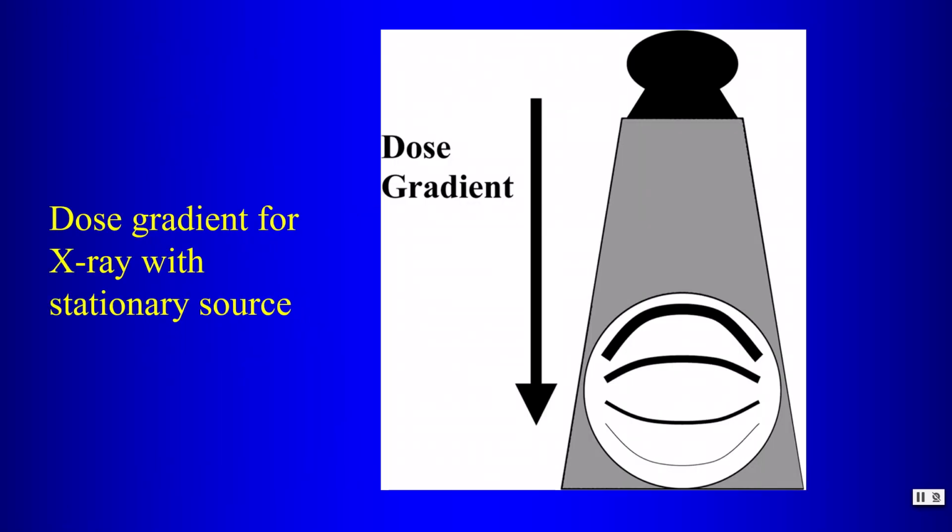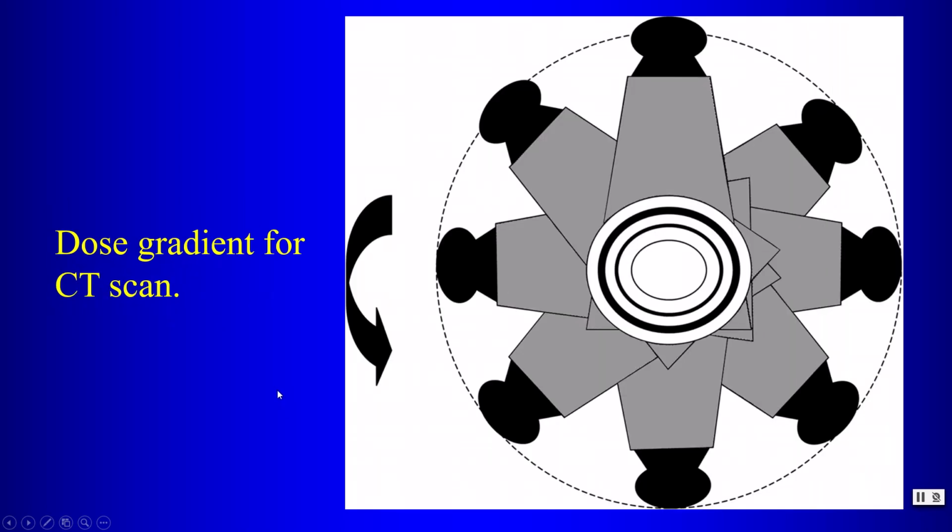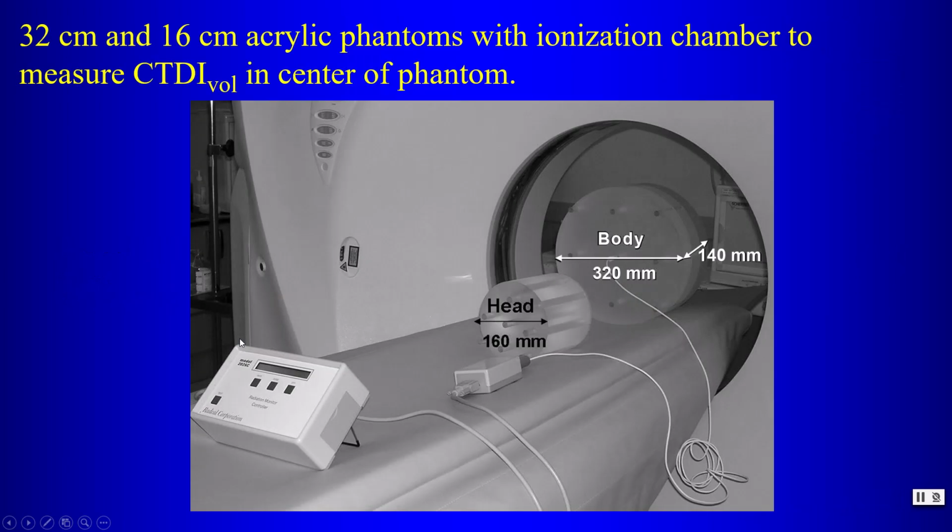Now, when we look at dose gradients for an X-ray from a stationary source, we see that the front of the object receives a higher dose than the back of the object as the radiation beam is attenuated as it goes through the object. Things are different though for a CT scan, where the dose is administered as the X-ray tube travels around the patient. So it is the outer portion of the irradiated object that receives the higher dose, and as you go towards the center, that dose decreases because of the attenuation of the X-rays through the patient.